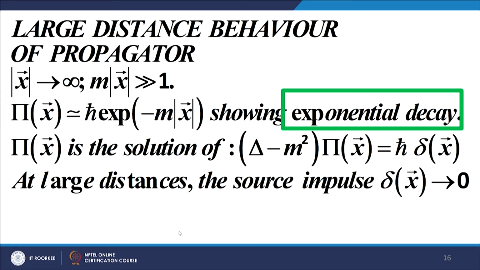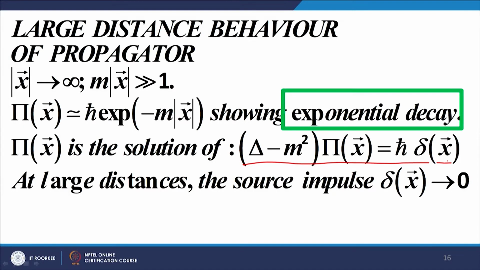You can also obtain this expression more explicitly, because the propagator pi x is a Green function of the Klein-Gordon equation in Euclidean space, and therefore, we have this equation here which I have underlined. In the limit that delta x tends to 0, the sources tend to vanish, and therefore, we have the expression Laplacian minus m square of pi x is equal to 0.